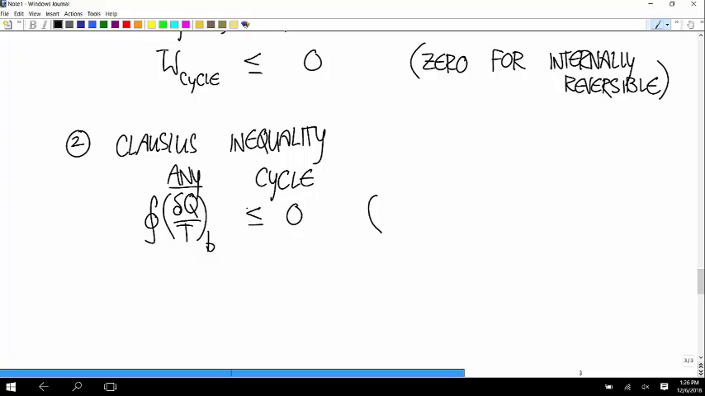And what are the conditions where it's equal to 0? It's the exact same thing. The way you can remember that is that the way we derived this was using the Kelvin-Planck statement. And so it came with the same restrictions: internally reversible process.